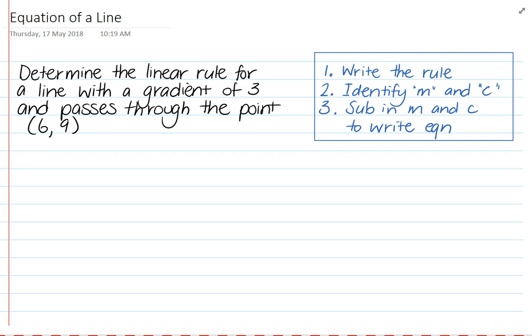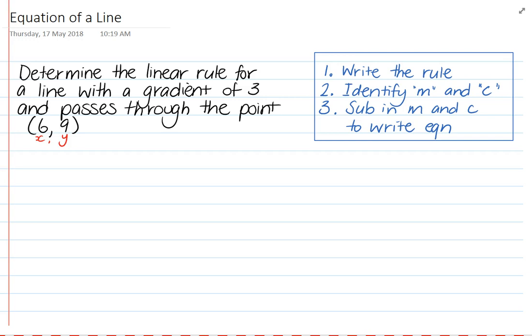Here we go. Determine the linear rule for a line with a gradient of 3 that passes through the point (6, 9). The very first thing I do, before I even follow these steps, is label which is my x and which is my y. Because people often forget, and I really want you to get in the habit of making that connection between your coordinates, your graph, and your rule. So I'll talk more about that now.